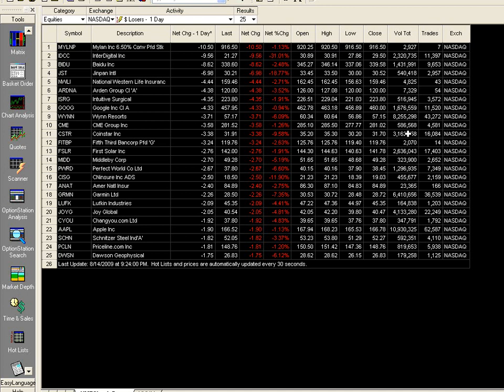I'm going to write down Coinstar, CSTR. Why not? First Solar. It looks interesting. It sounds like one of the kind of stocks that probably moves quite a bit. Perfect World. Unfortunately, I've never heard of it. Don't know what it is. Garmin, I'll write that one down, GRMN. And Joy Global, I'll write that one down, JOYG. And Apple, we already have. We already tracked that one.